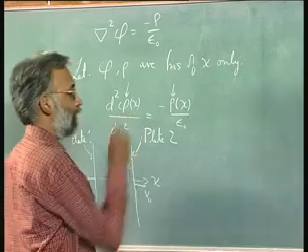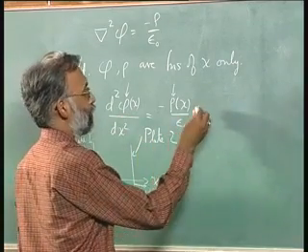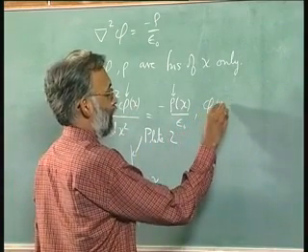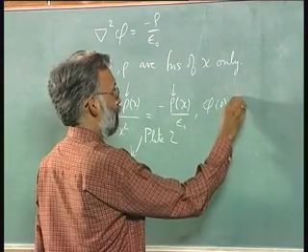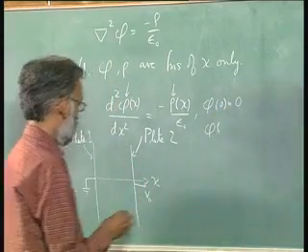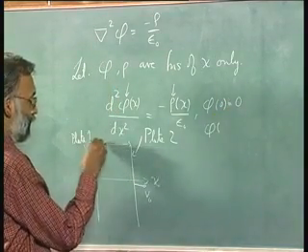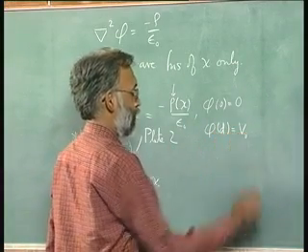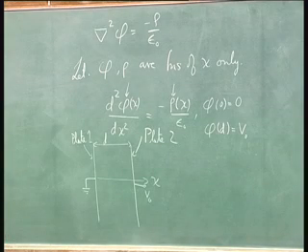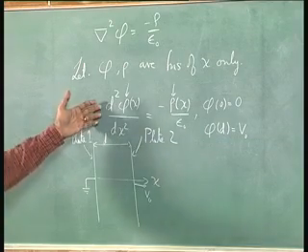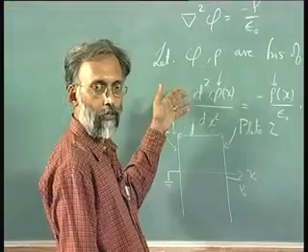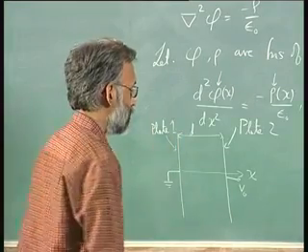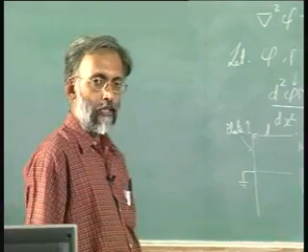So, I have to solve this differential equation, but I have two pieces of information. Phi of 0 is equal to 0, phi of this distance d is equal to V naught. It's a second order ordinary linear differential equation, very simple equation to solve. But there is something that makes it simpler still.